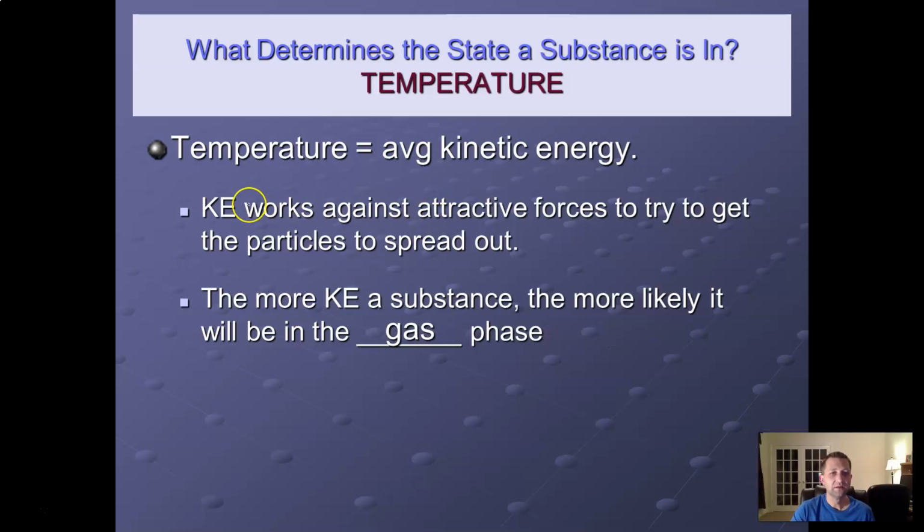Okay, so kinetic energy works against attractive forces to try to get the particles to spread out. So that's what we're looking at in terms of temperature here. Higher temperature, higher kinetic energy, particle movement. When the particles are moving, they're trying to spread out. So kinetic energy helps us spread those particles apart. The more kinetic energy a substance has, the more likely it will be in the gas state. Okay, more and more temperature, or more and more kinetic energy, I should say, the faster the particles are going to move, more likely they're going to be able to spread apart and go from solid to liquid to gas.